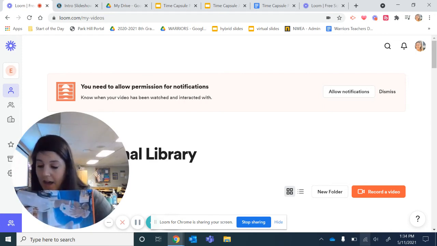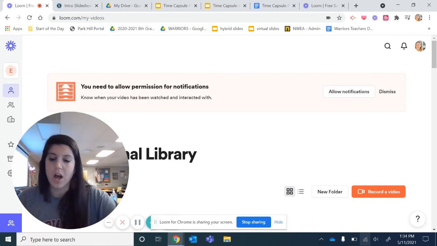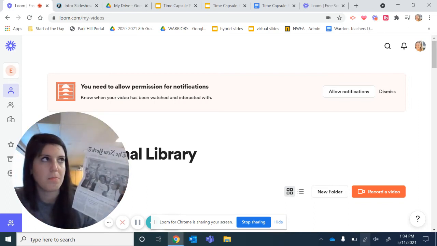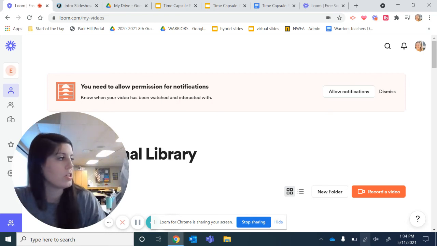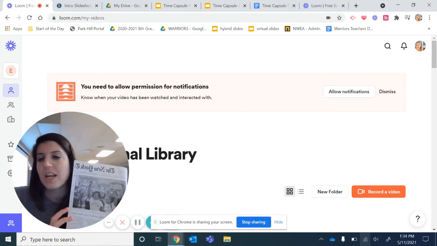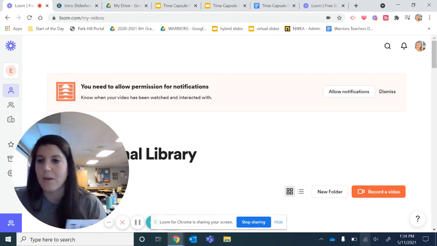And then of something that was hard from the school year, I actually printed off the front page of the New York Times the day that my daughter was born, June 19th, 2020. This was the headlines, and this is representative of trying to balance being a mom and a teacher in the middle of a pandemic and how that was difficult.